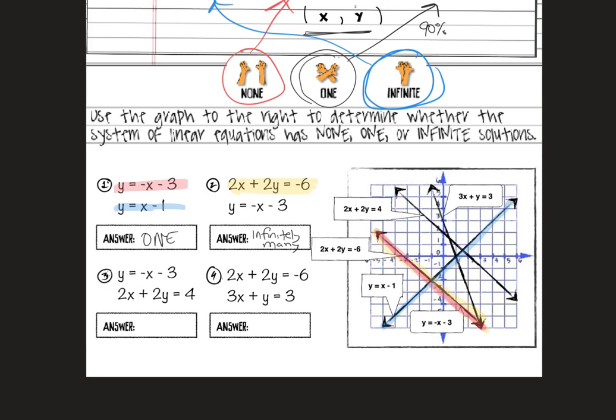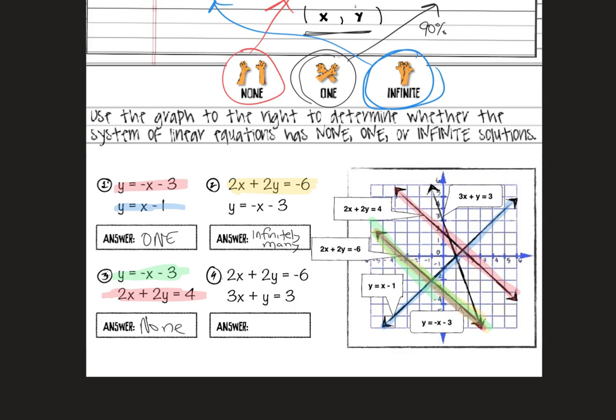I'm going to use green to highlight y equals negative x minus 3. And that's on there again. Now I'm using green for it. And 2x plus 2y equals 4. So I'm going to use this color. 2x plus 2y equals 4. That is right here. These two lines, as you can see, look like they are parallel and they look like they will never intersect. So there is no solution.